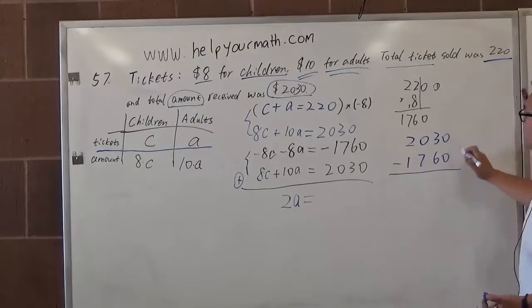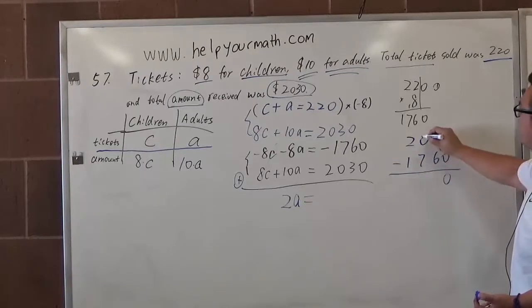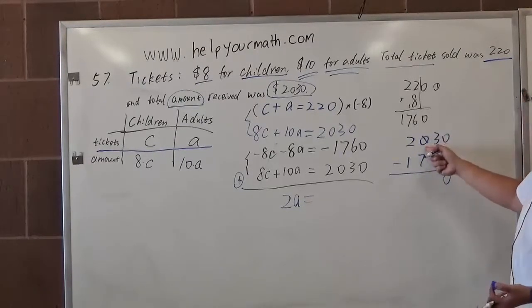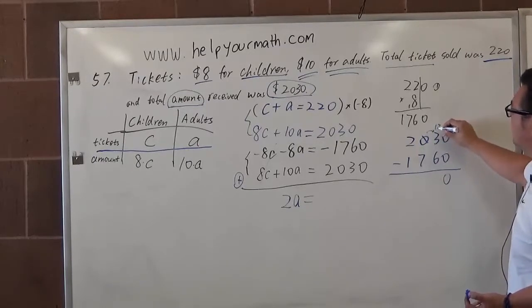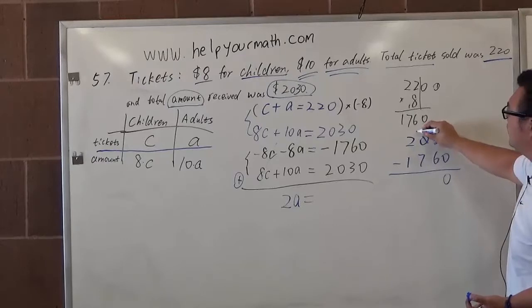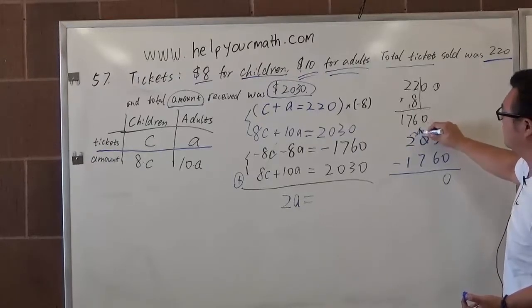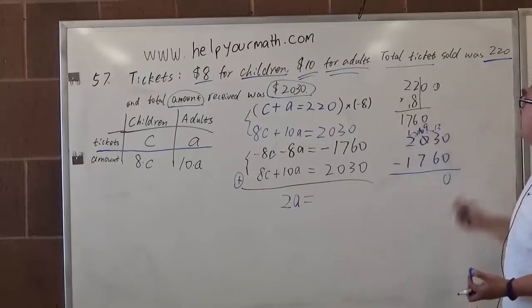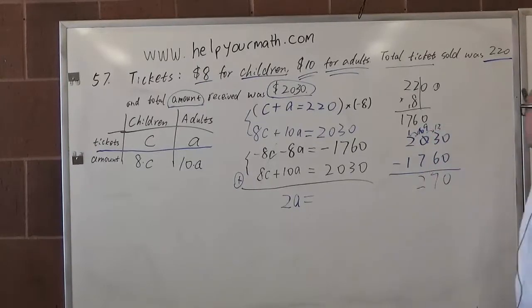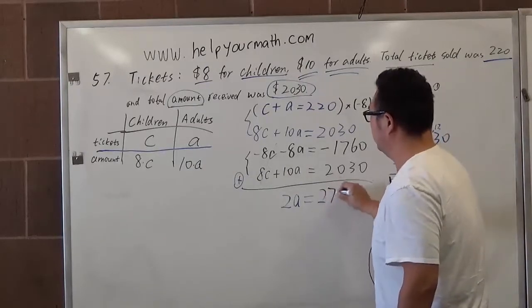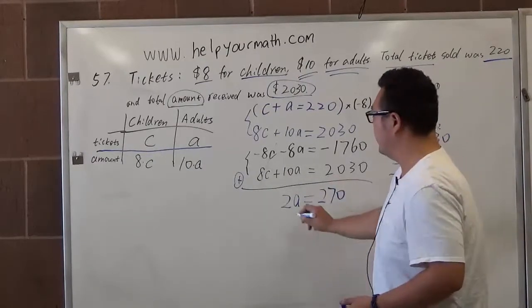Taking the difference, 0 minus 3 is not possible, so we have the 0 here. We need to borrow 1 to become 13 here. Therefore, we need to borrow again, making it 10. So borrowing is possible. 13 minus 6 is 7. 9 minus 7 is 2. So we got 270 for the amount of A.